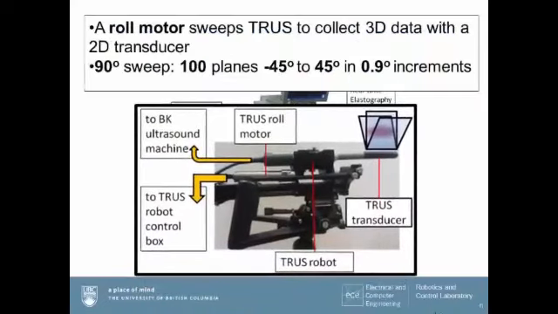In order to get the 3D volume, this is a regular brachytherapy setup, but we modify it to have a robot mechanism that sweeps the cradle to be able to get us a 90-degree volume. So we get a full volume of absolute elasticity by sweeping 100 planes at 0.9 degree increments.